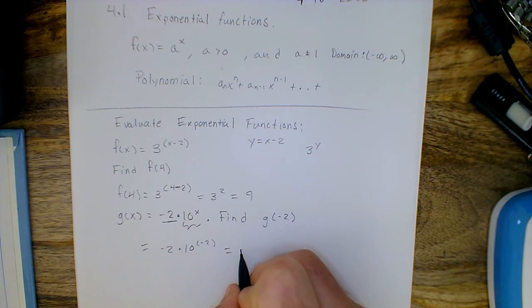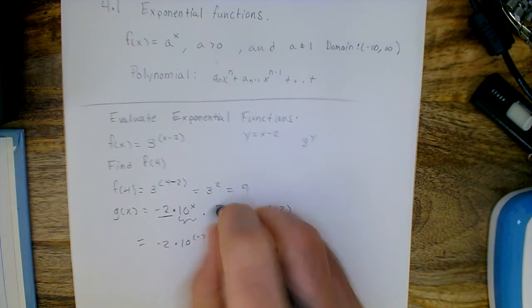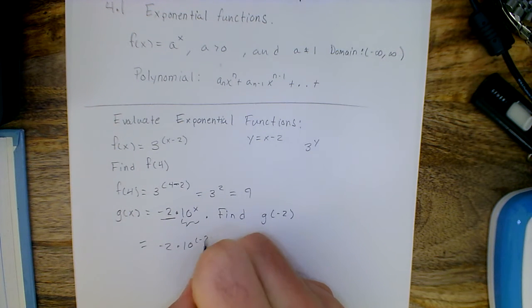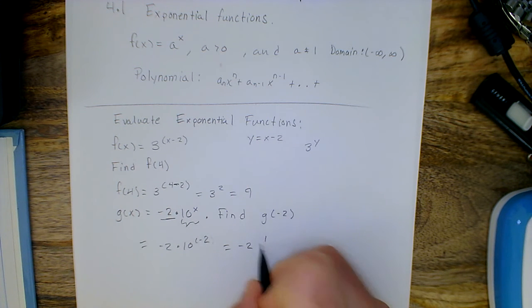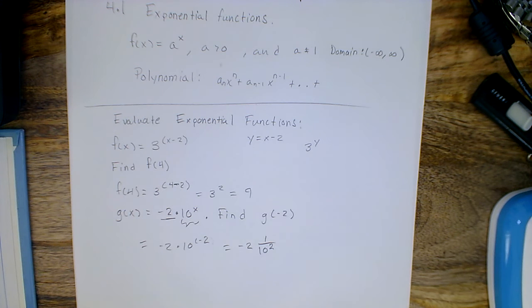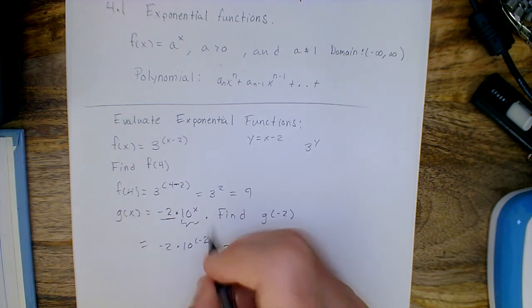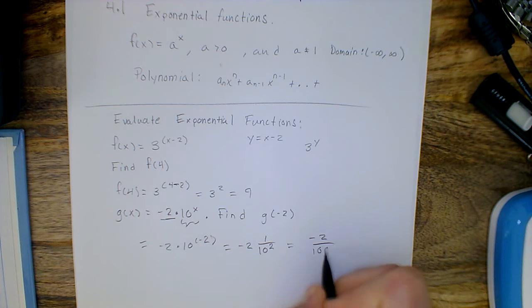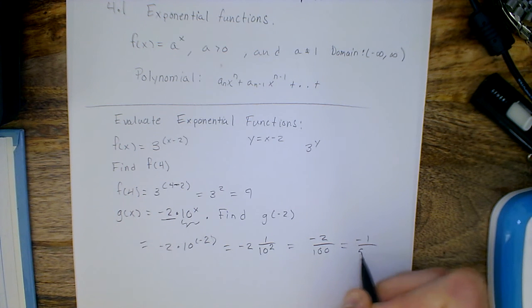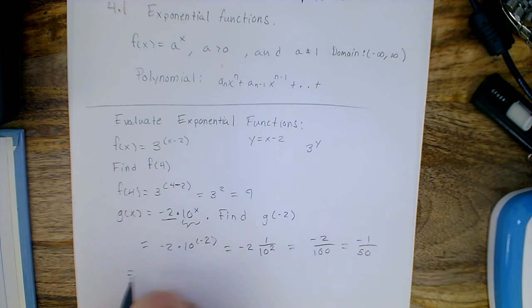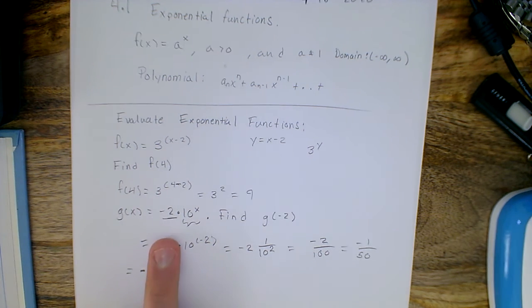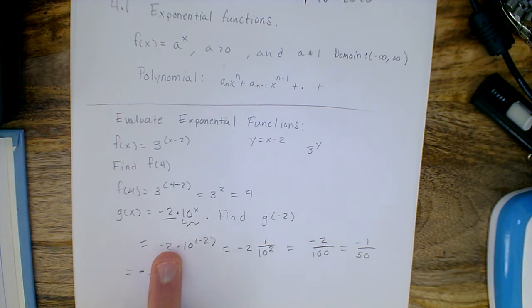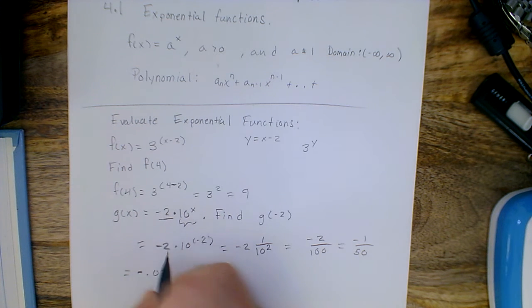So remember, a number being taken to a negative exponent is the same thing as 1 over 10 to the positive exponent. So don't think of it as a negative number, think of it as a small number. So this is going to be negative 2 over 100, which is negative 1 over 50, which is negative 0.02. If it were just 10 to the negative 2, it would just be 1 over 100. The only reason it's negative is because of this negative 2 out front.